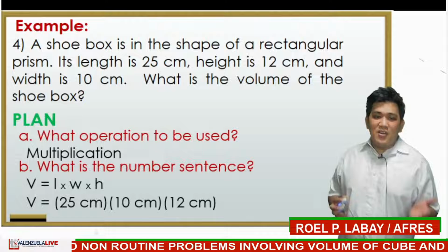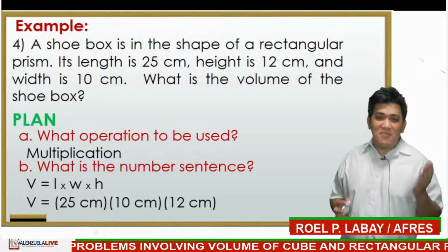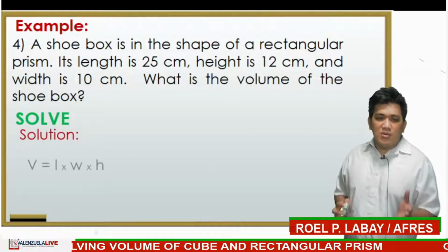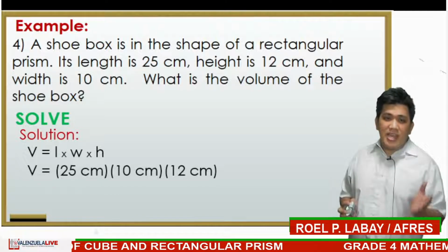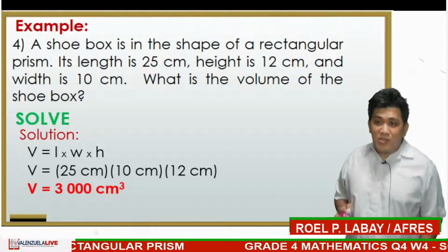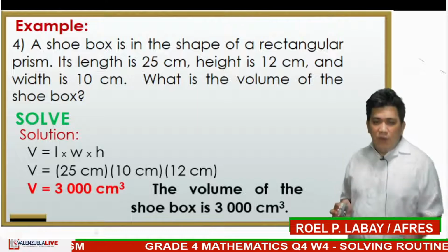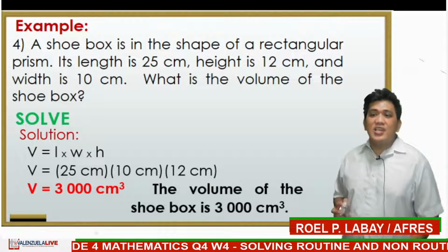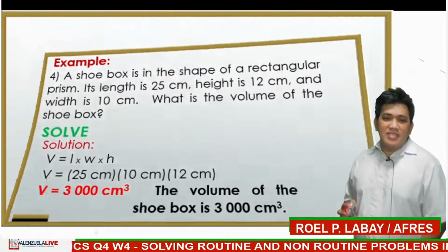And then volume is equal to 25 centimeter multiplied by 10 centimeter and multiplied by 12 centimeter. And we solve. Solution will be 25 centimeter multiplied by 10 centimeter and 12 centimeter. So the product is 3,000 cubic centimeter. Therefore, the volume of the shoebox is 3,000 cubic centimeter. Next example.